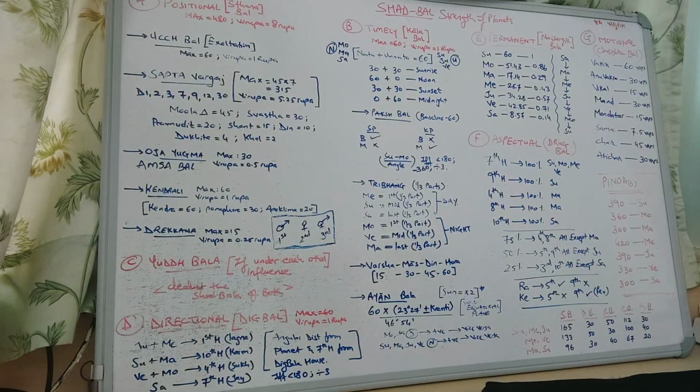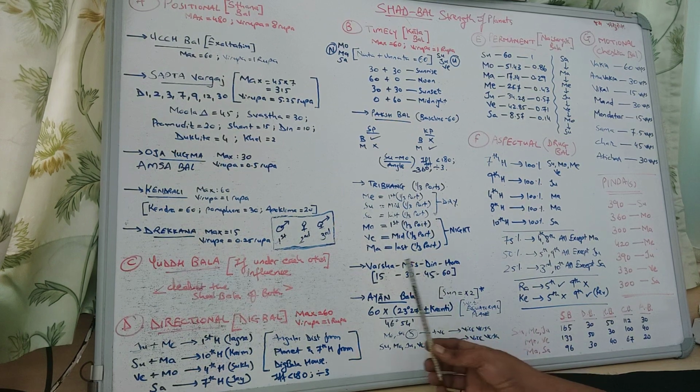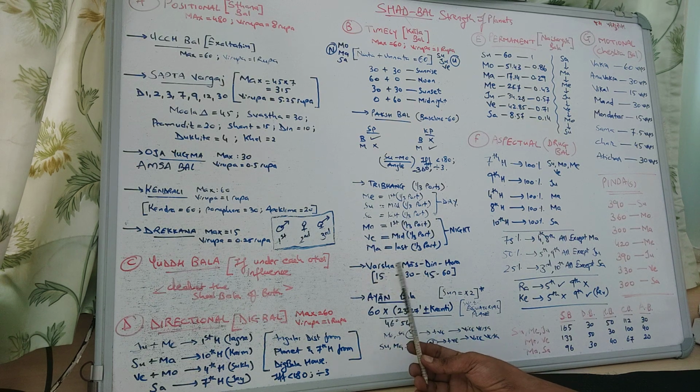After that is Varsha Masa Din Hora. This is even easier. Over here, this verse is someone's own. At Diwali, what was the first day after Diwali, after Amavasya? That day's Lord is the planet to which you have to give 15 marks.